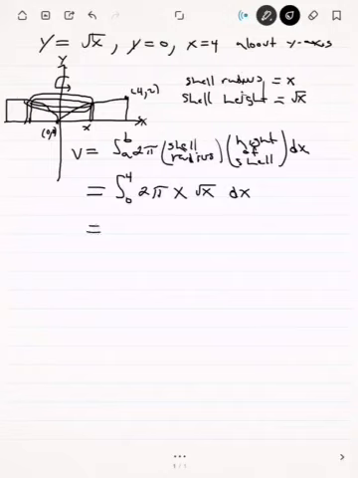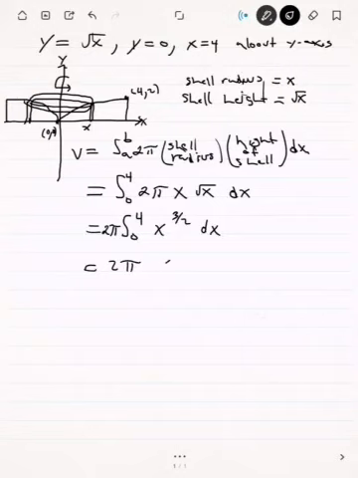Okay, so then after that you just take the integral from 0 to 4. You can take the 2 pi out if you like. And then x times the square root of x is x to the 3 halves. And then integrate. The 2 pi is because this is sort of like the circumference of the shell times the height of the shell.